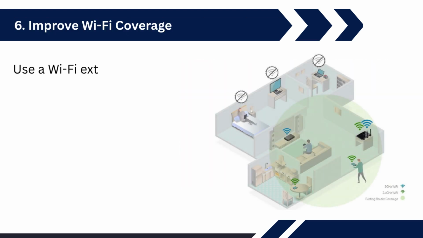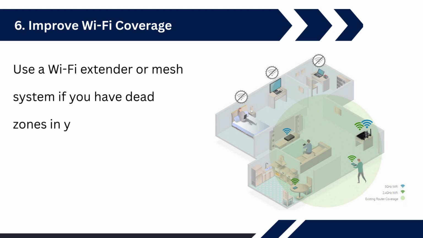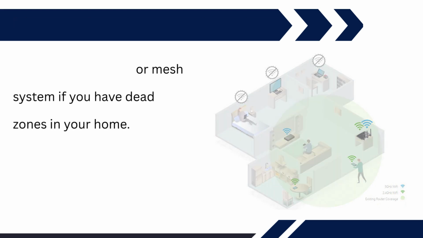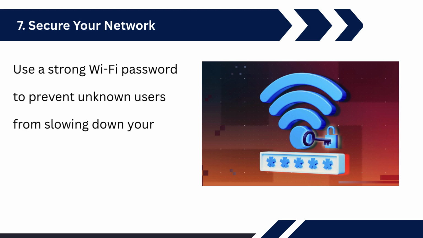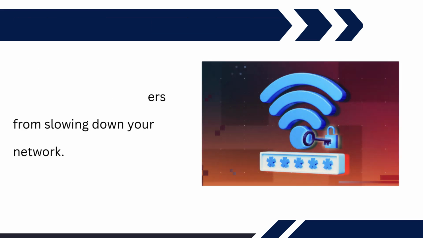6. Improve Wi-Fi coverage. Use a Wi-Fi extender or mesh system if you have dead zones in your home. 7. Secure your network. Use a strong Wi-Fi password to prevent unknown users from slowing down your network.